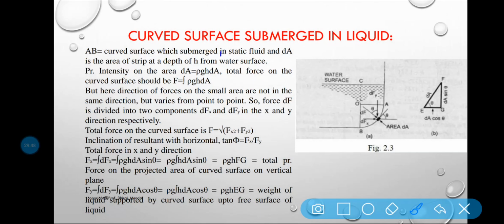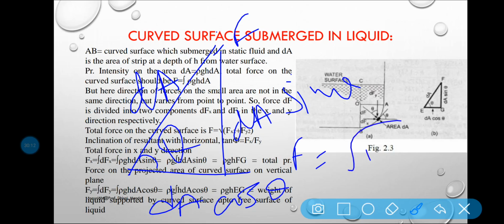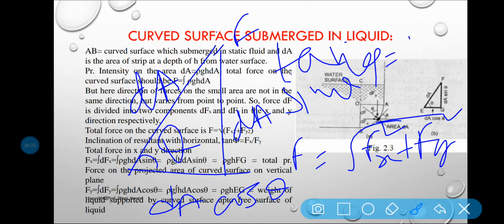So here in the figure you can see this is your y axis, this is your x axis, this angle is your theta. So this is your dA sin theta, this one is your F, this is your dA, and this one is your dA cos theta. So F is equal to root over Fx square plus Fy square. That is all right. How can we find the inclination? Tan phi is equal to Fy by Fx.